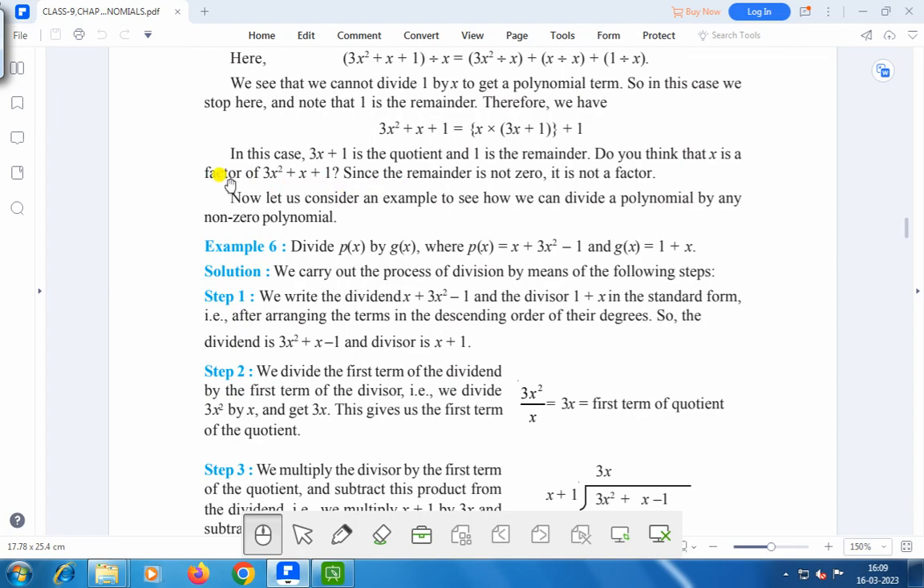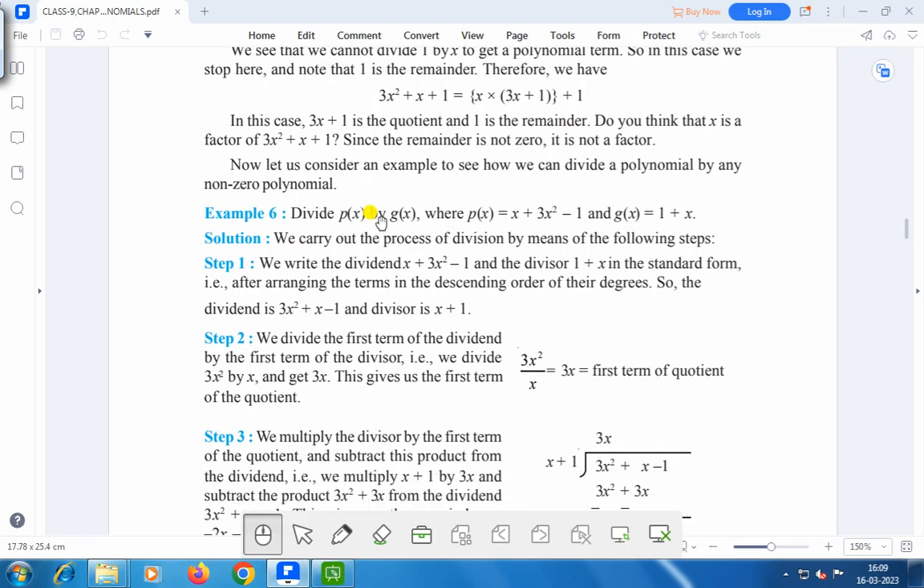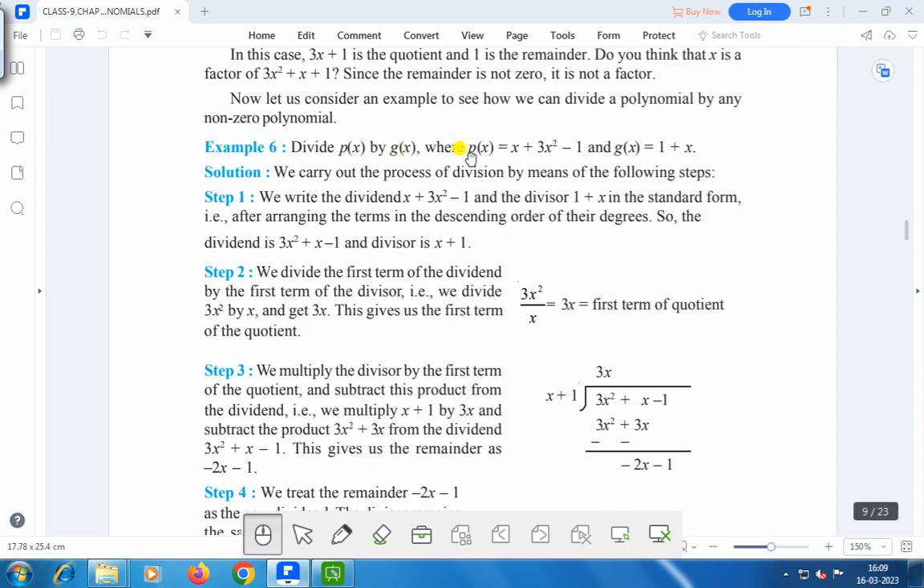Do you think that x is a factor of 3x squared plus x plus 1? Since the remainder is not 0, it is not a factor. Now let us consider an example to see how we can divide a polynomial by any non-zero polynomial. Divide p(x) by g(x), where p(x) equals 3x squared plus x minus 1 and g(x) equals x plus 1. We carry out the process of division by means of the following steps.